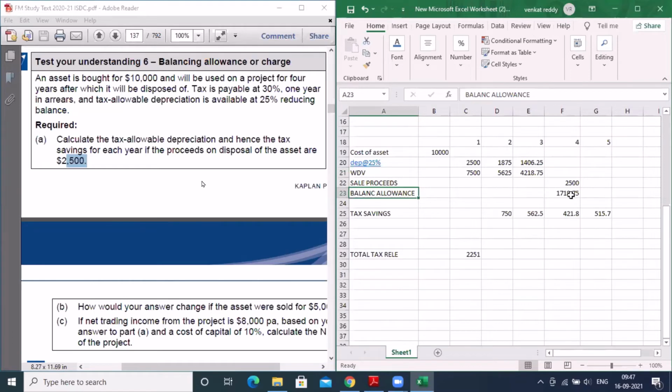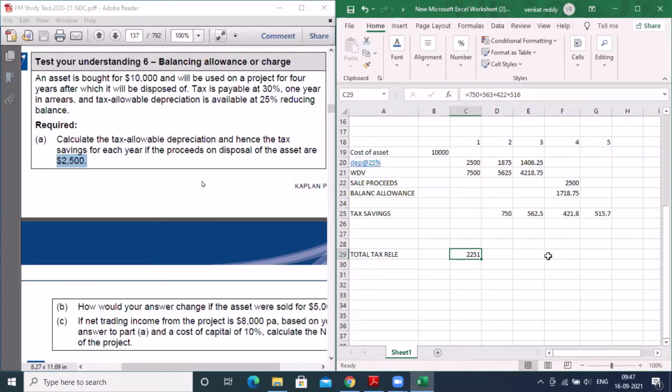So how did we get this balancing allowance? 4,218, that is the written down value, minus the disposal value 2,500. So we got a difference of 1,718, and this is the balancing allowance. Simply you can remember that if it is a loss on disposal, it will be a balancing allowance. If it is a profit on disposal, it will be a charge. So on 1,718, if you calculate at the rate of 30%, then your tax relief would be 516. So the total tax relief is 2,251.